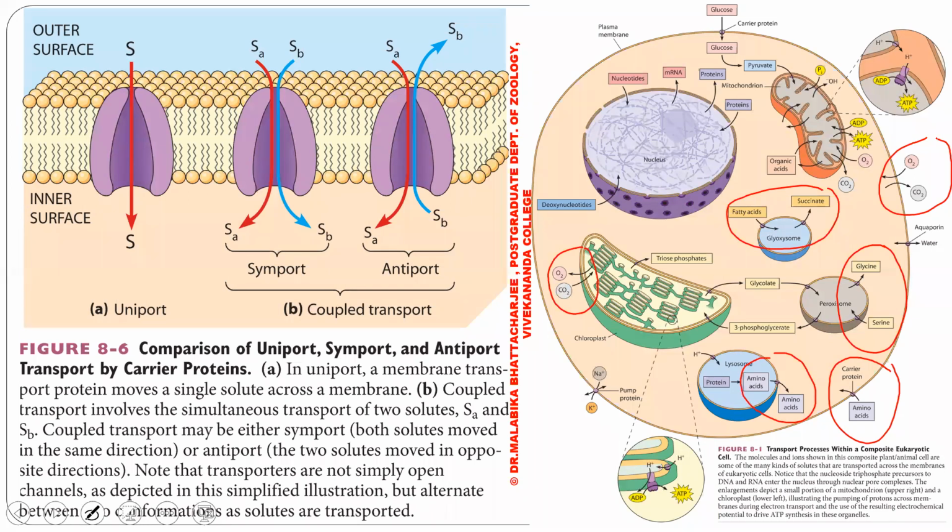You can see there is this glucose entering the cell via carrier protein. You can see the utilization of ATP out here. So there is also a transport mechanism occurring there. In the nucleus, we can see a lot of biomolecules entering. So see, these are the various transport mechanisms that operate simultaneously within a composite eukaryotic cell.